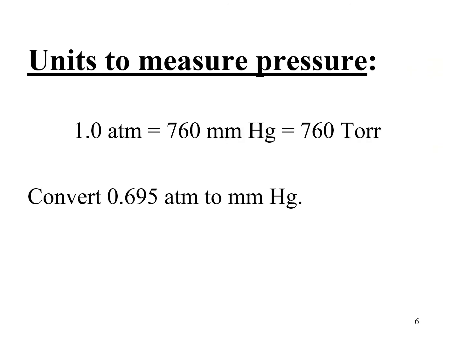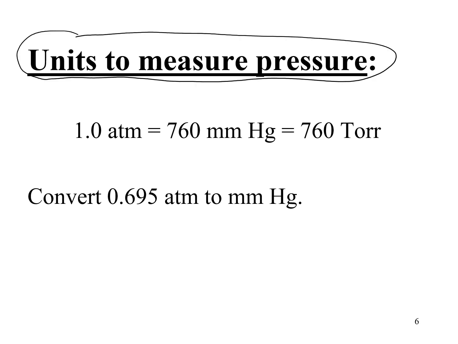Different units you can use to measure gas pressure. There are 3 that I want you to be familiar with: ATM for atmospheres, mmHg for millimeters of mercury, and torr, which is given in honor of Torricelli, who invented the barometer. I also want you to know how they're equivalent to each other.